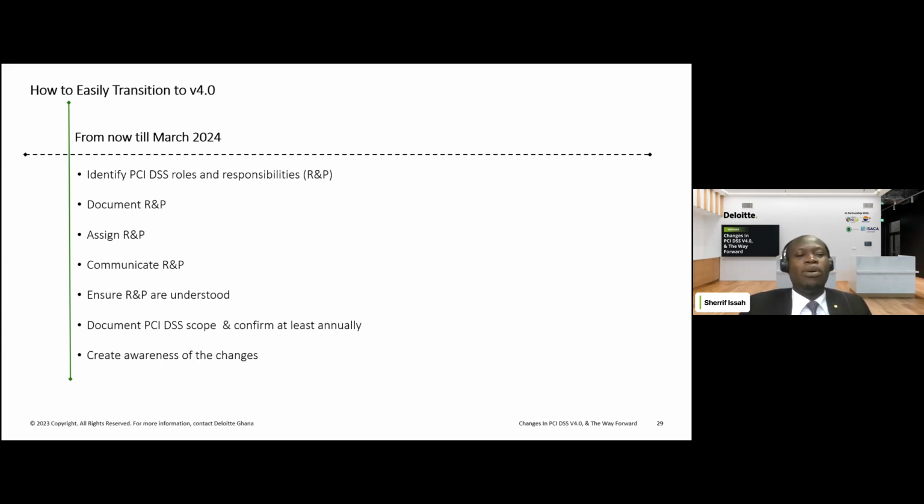You might assign on paper, but they wouldn't be aware of what they're supposed to do. So you need to communicate to them, okay, HR, this is supposed to be your responsibility going forward, or additional responsibility going forward. IT, this is supposed to be your responsibility going forward, etc. Then you ensure the roles and responsibilities are understood by those stakeholders or those process owners.